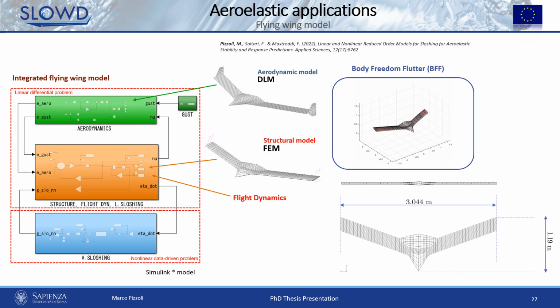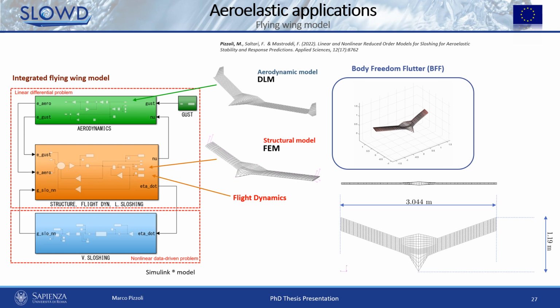Now, the second and final aeroelastic application consists of a flexible aircraft model in which both aeroelasticity and flight dynamics are involved. This model, also referred to as body freedom flutter, has the characteristic of going into dynamic instability, so flutter, as a result of the coupling between rigid body dynamics and aeroelasticity.